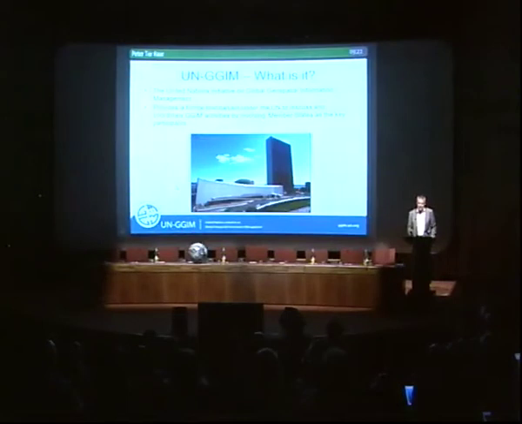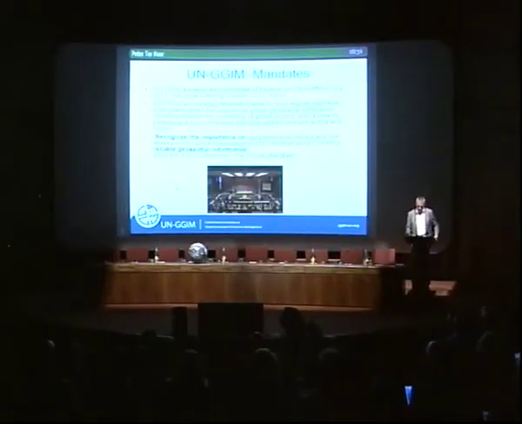So what is UNGGIM? UNGGIM is an intergovernmental initiative established by the United Nations, established by the 162 countries represented in the Economic and Social Council, and it's a formal mechanism for governments to talk to each other and to work together about geospatial information. It was set up in the July meeting of ECOSOC in 2011, and we had our first meeting, the official inaugural meeting, in Seoul in October 2011.